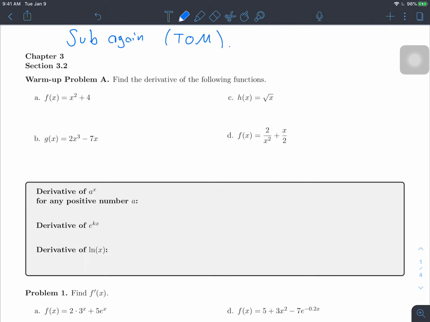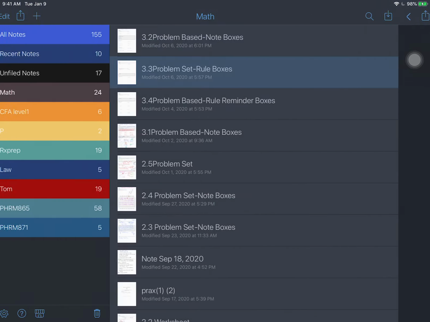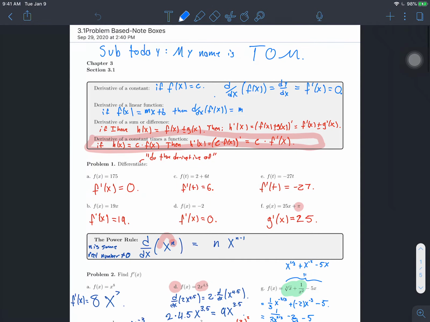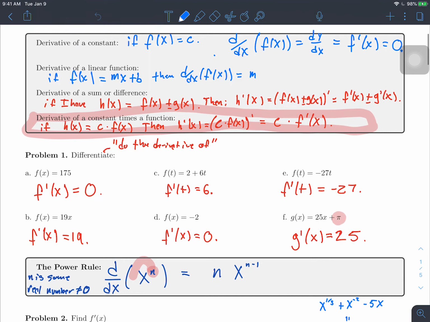So last time, if I recall correctly, we learned some derivative rules. So let me actually go back to that page. I think it was 3.1. So we learned about how to do the derivative of a constant. We learned about how to do the derivative of a linear function, a sum or a difference, and a constant times a function. And we had a whole bunch of practice on all sorts of different functions, on how to use those rules.